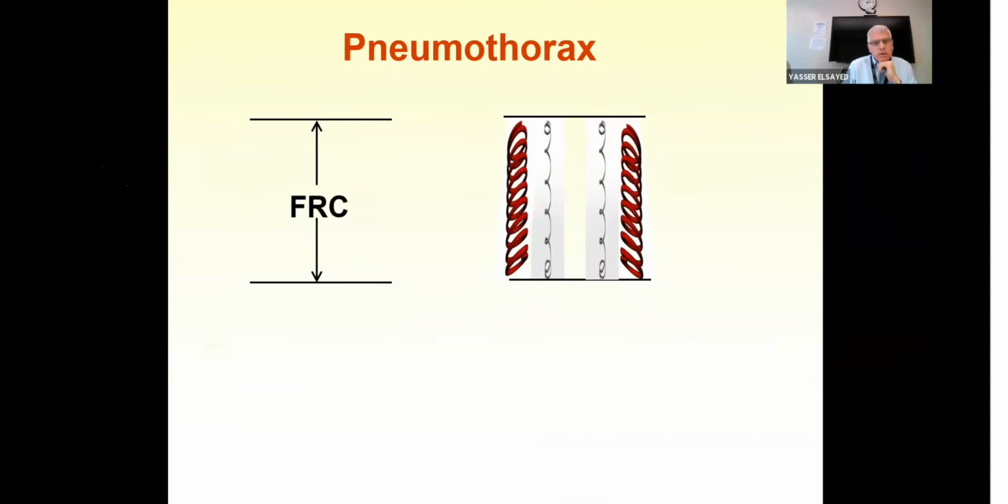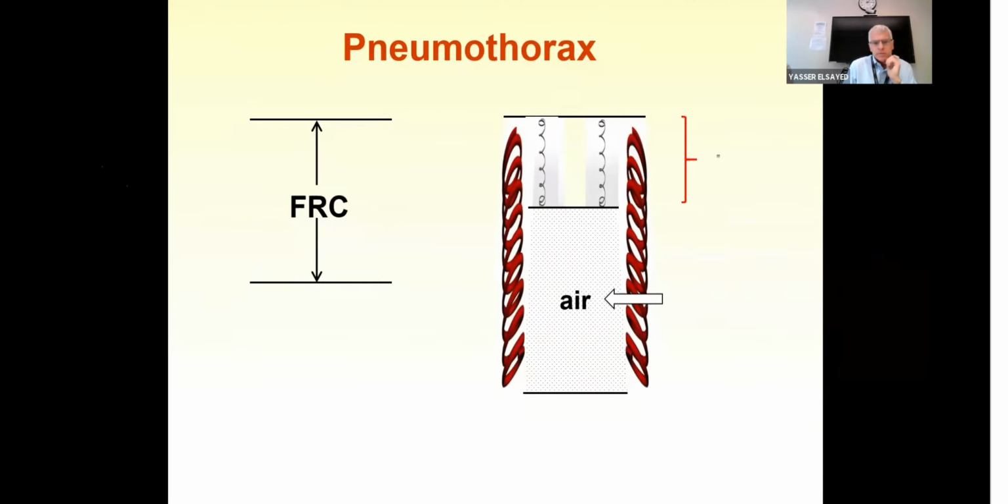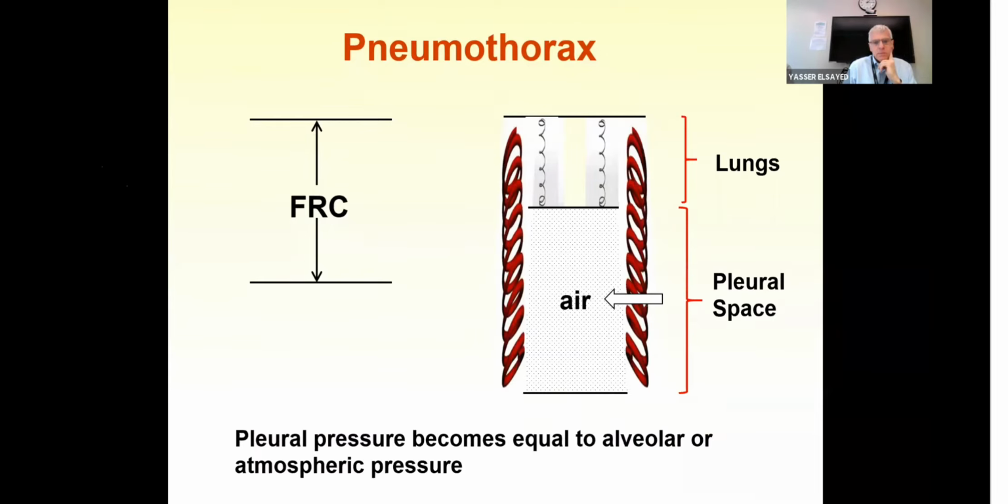So here we have the normal position of those springs, and the outside in red are the springs of the chest wall that are compressed, and they're actually pulling the pleura outside. And on the inside, in gray, we have the springs corresponding to the lungs that are overstretched. And those springs will again pull the pleura in the opposite direction. And that creates an FRC. Now, what happens when you introduce air into that pleural space? Well, the pleural pressure becomes equal to the alveolar or atmospheric pressure, and then the lungs will collapse and the FRC will decrease.